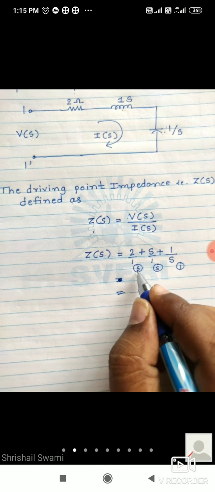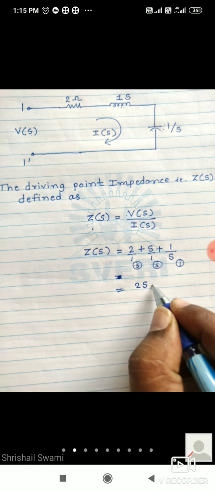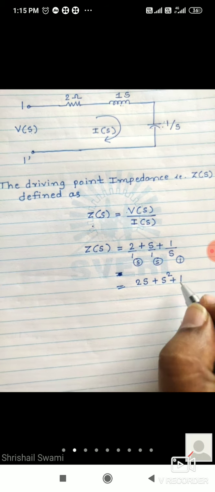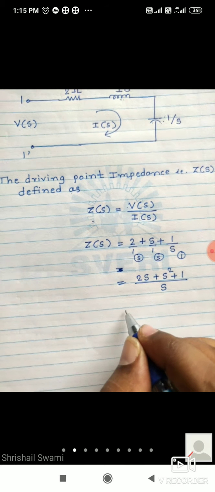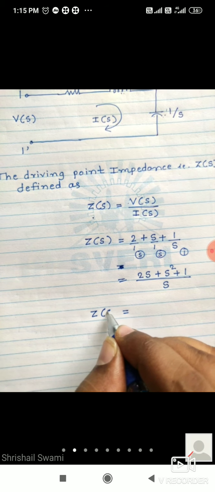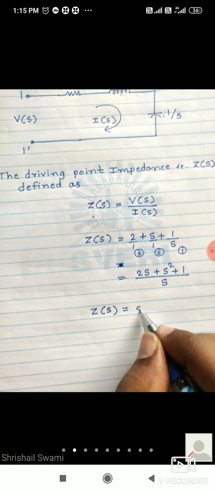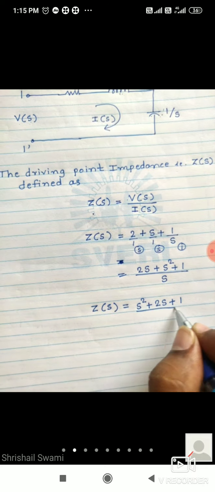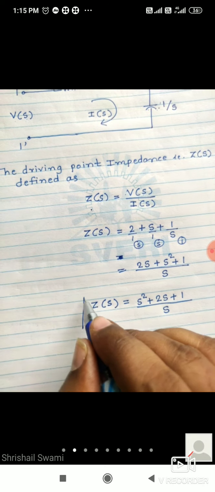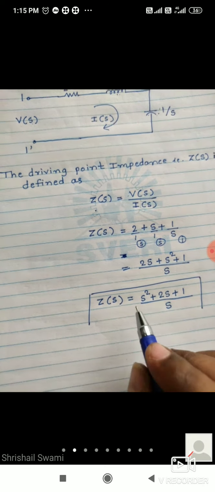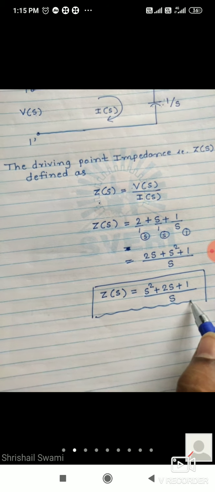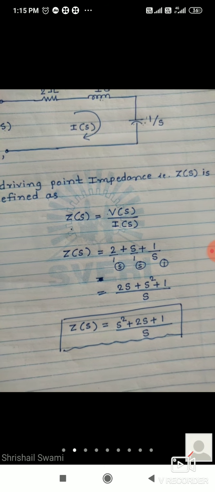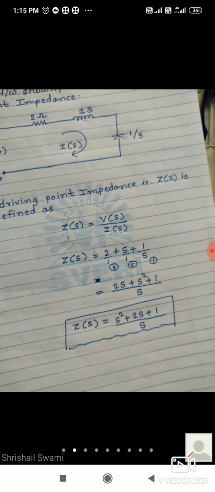So you will get S into 2, that is 2S. S into S means S square. 1 into 1 means 1, divided by the LCM, which is S. So rearrange properly according to the quadratic equation: S square plus 2S plus 1 divided by S. So this is the answer of Z of S. Okay. So next question.